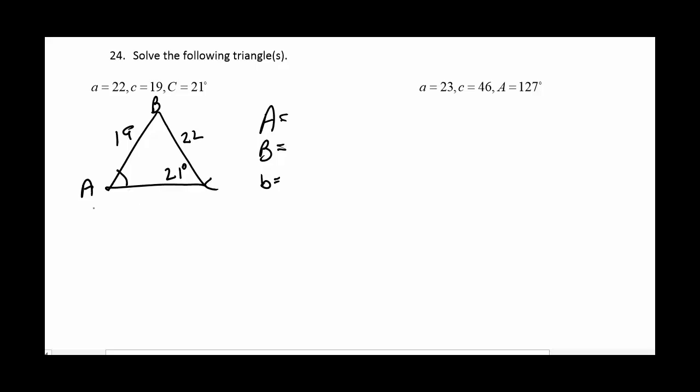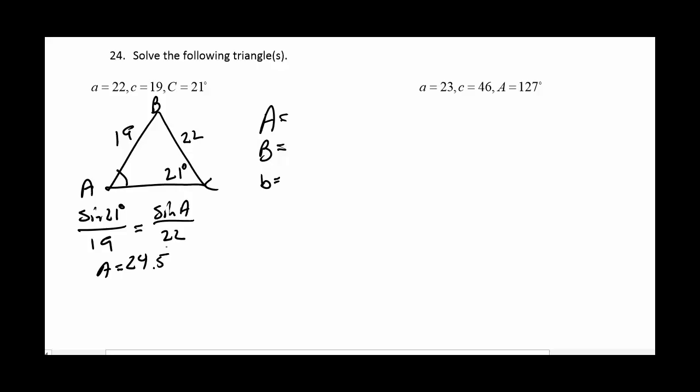Okay, so law of sines. Sine of 21 degrees over 19 equals sine of angle A over 22. And so I'm going to cross multiply and divide here. 22 times the sine of 21 divided by 19. And then I'm going to arc sine that. And so I get that A is 24.5.